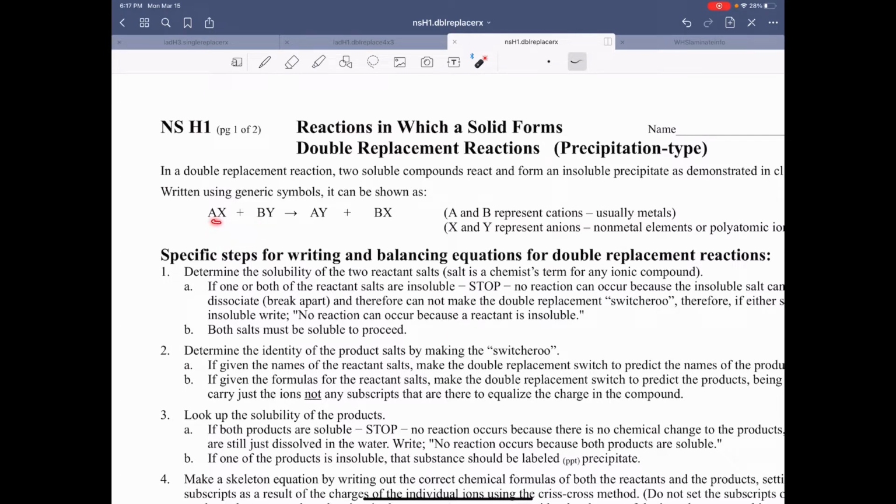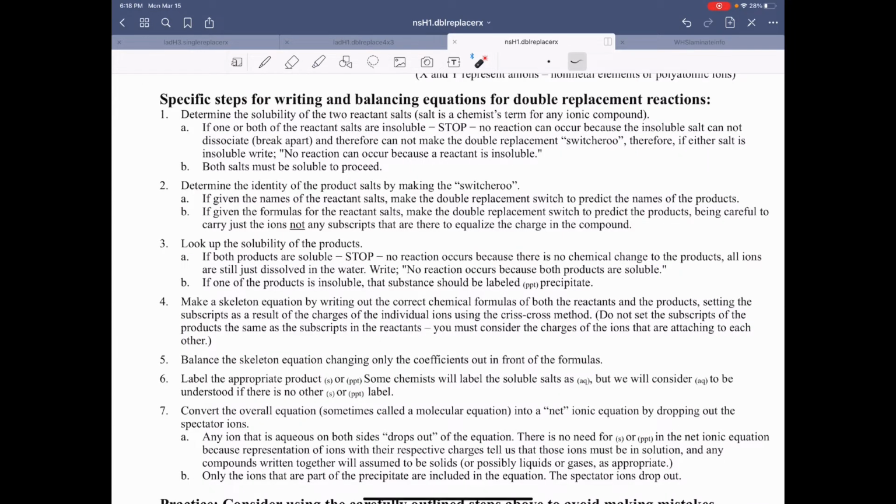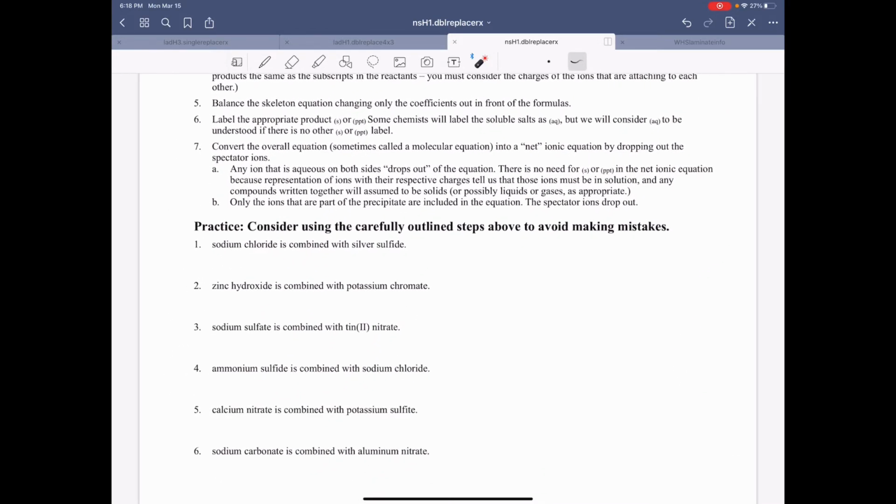So now A is bonding with Y and B is now bonding with X. There are quite a few steps that one would follow in order to be successful writing and balancing double replacement reactions that form a precipitate. These steps might look a little bit intimidating, but we'll do one example, and then you may use this note sheet to go on and practice 6 samples.